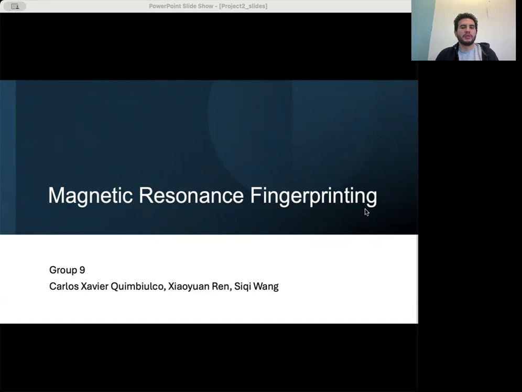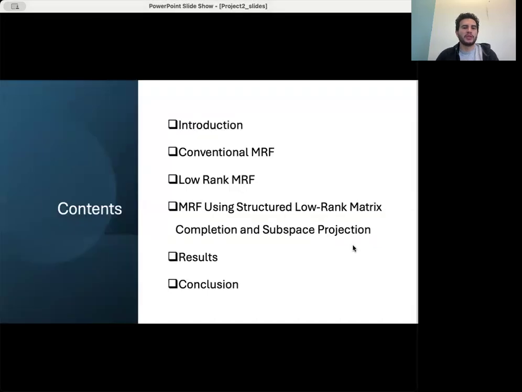In our project, we implemented a 2D MRF simulator to replicate the MRI process by simulating the steps of data acquisition, pattern matching, and property visualization. Our presentation will be divided into the following sections: introduction, conventional MRF, low rank MRF, MRF using structured low rank matrix completion and subspace projection, the results of our simulation, and our conclusion.